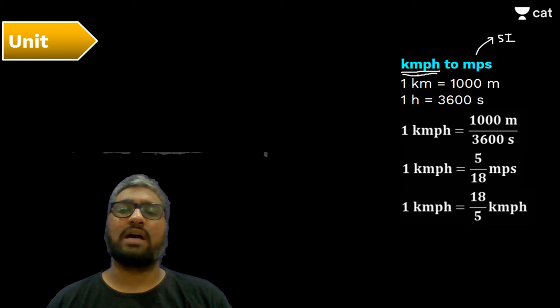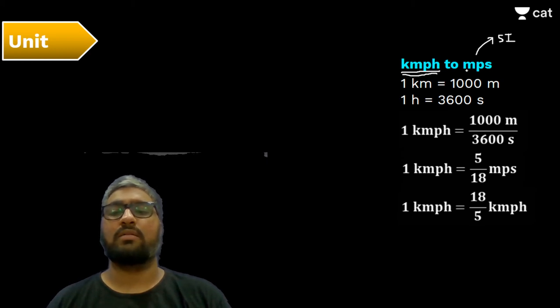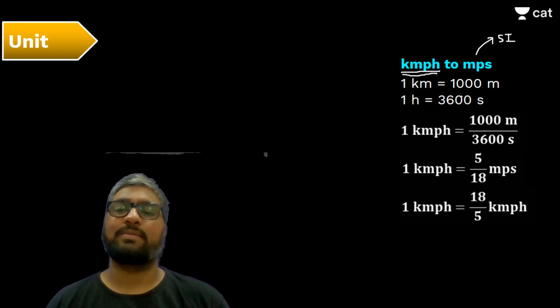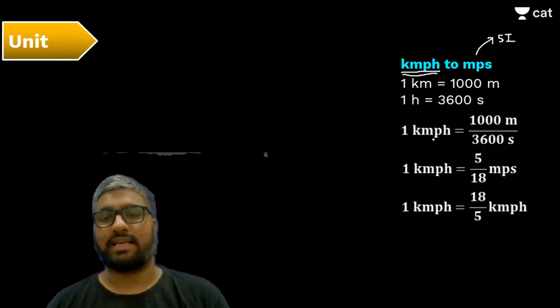So if you have a question that wants you to convert meter per second to kilometer per hour or kilometer per hour to meter per second, this is all you have to do, right? You know that 1 kilometer is 1,000 meters and 1 hour is 3,600 seconds. Do not make a mistake in this, guys. 1 hour is not 60 seconds, it's 60 minutes, and every minute is 60 seconds, so 3,600 seconds, right?